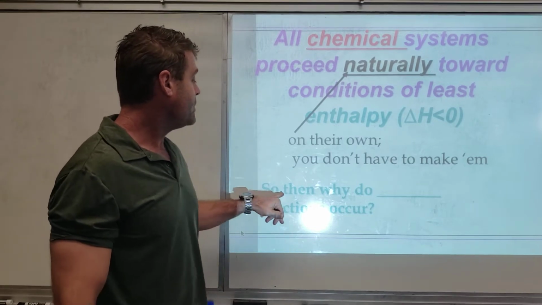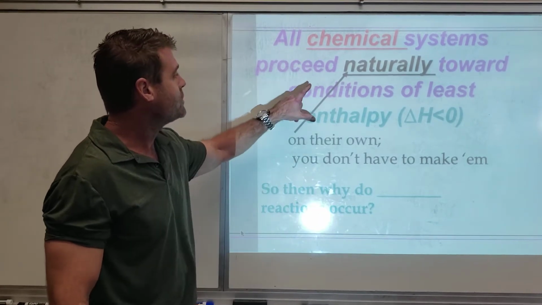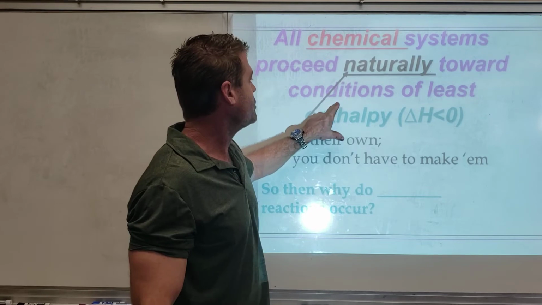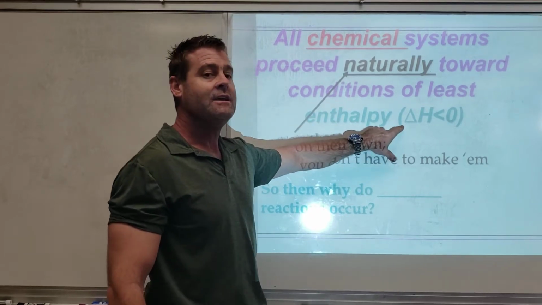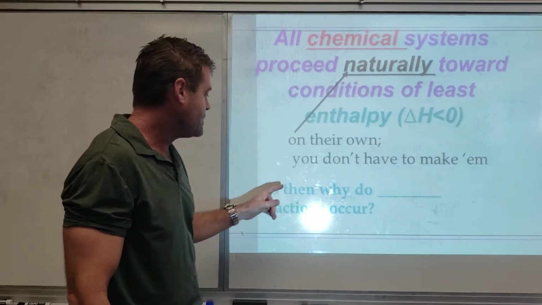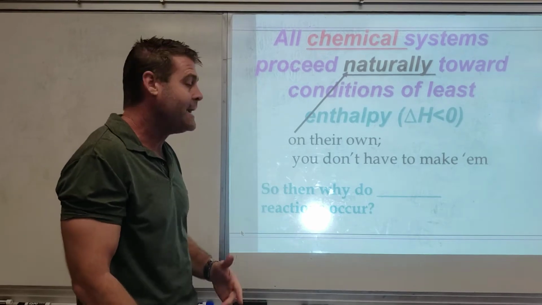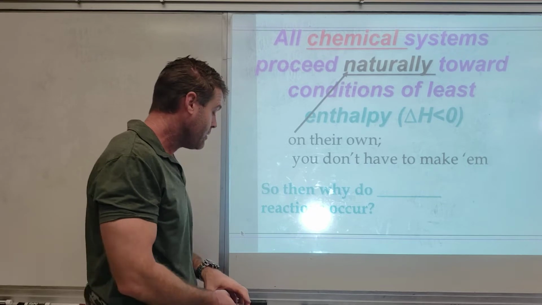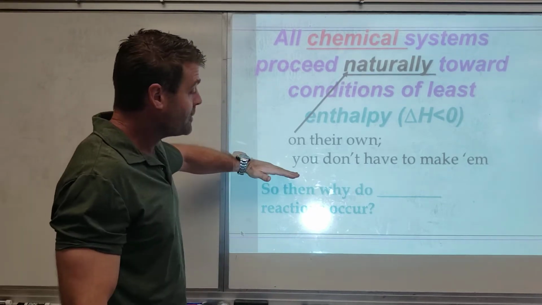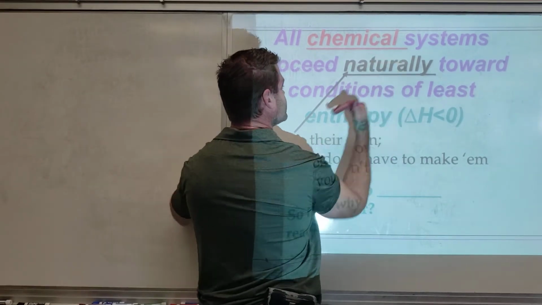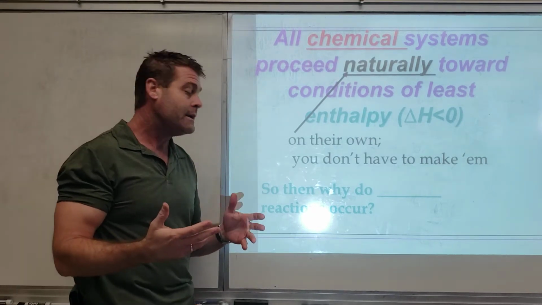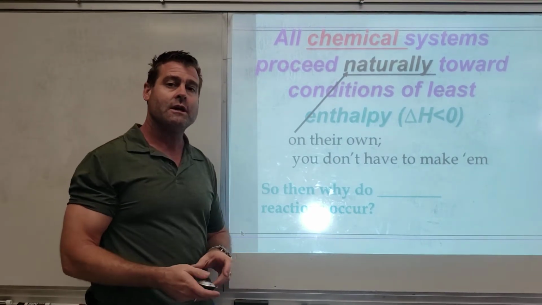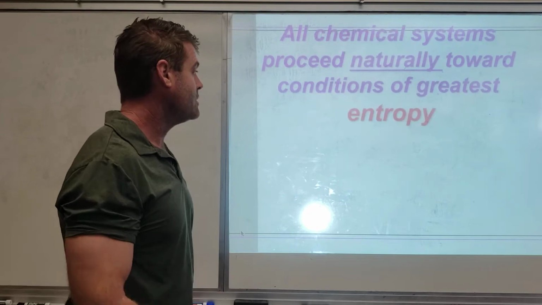Here I got a question. If we're saying all chemical systems proceed naturally toward conditions in which you have essentially an exothermic reaction, wouldn't that beg the question, so then why do endothermic reactions happen? You guys remember in an endothermic reaction, you start with low energy reactants and then you produce high energy products. How can that occur? Because we do have chemical reactions in which an endothermic process occurs.